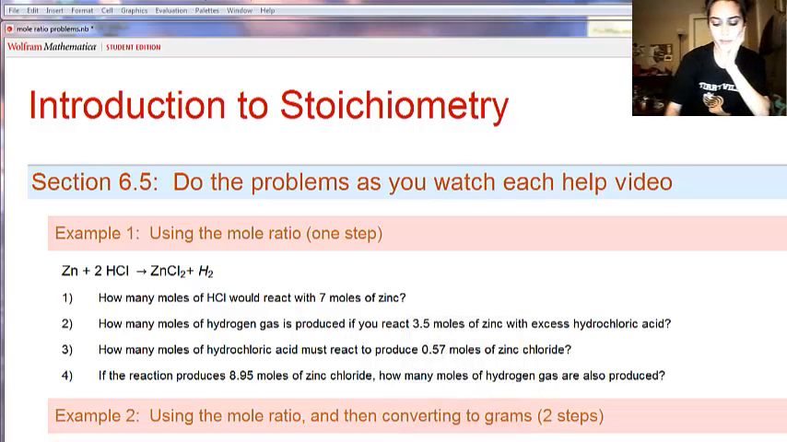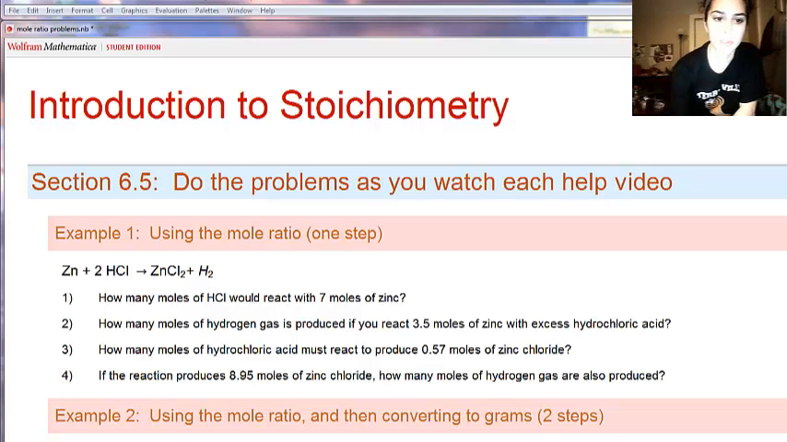So now that we have finally mastered mole calculations, we are going to build off of this skill and use mole ratios in order to figure out the amount of reactants or products we have in a reaction. So this is where stoichiometry comes into play. And as you guys remember, stoichiometry is just a fancy name for mole ratios. So let's start with the one-step mole ratio problems.